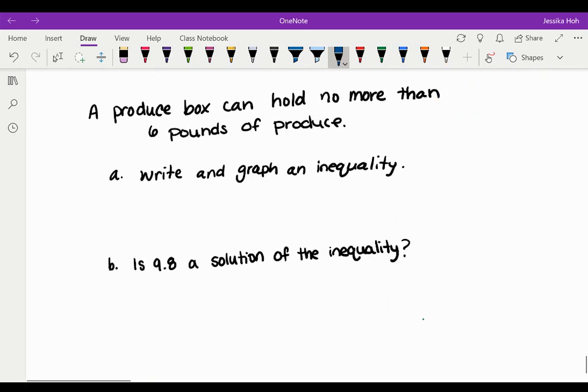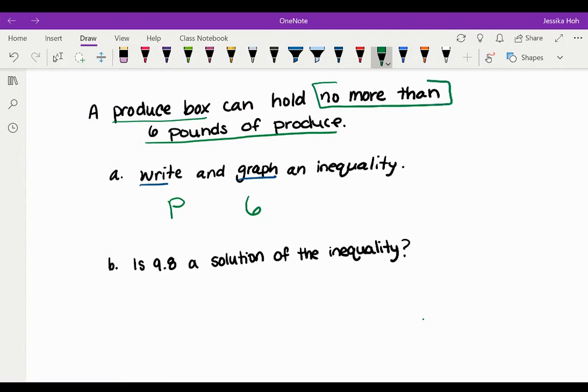All right, I have another real life problem. A produce box can hold no more than 6 pounds of produce. Write and graph an inequality. I need to do 2 things, so make sure you complete both of the tasks. First, write the inequality. I'm going to use P for produce, and I see that I have 6 pounds of produce. No more than means it has to be that number or less, so P has to be less than or equal to 6.